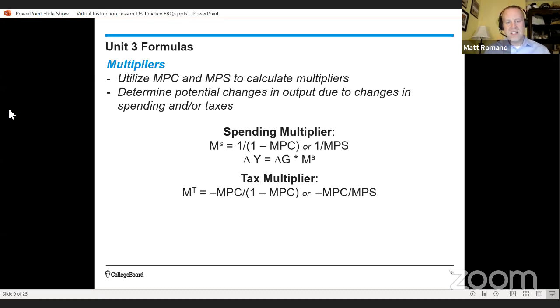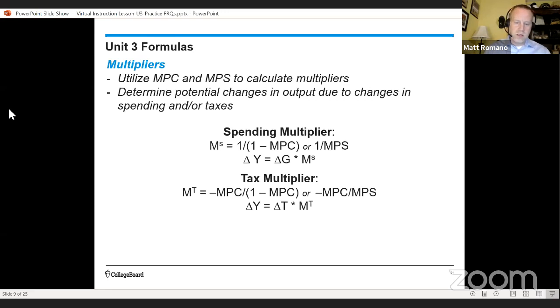Tax multiplier is negative MPC over 1 minus MPC, or equivalent fraction, negative MPC over MPS. We use it in the same way. The change in output is going to be the change in taxes times the tax multiplier. So whatever that lump sum change in taxes is, it doesn't work for per unit. We have to have a lump sum. Whatever that lump sum change in taxes is, we simply multiply it by the tax multiplier and we find our potential change in output.